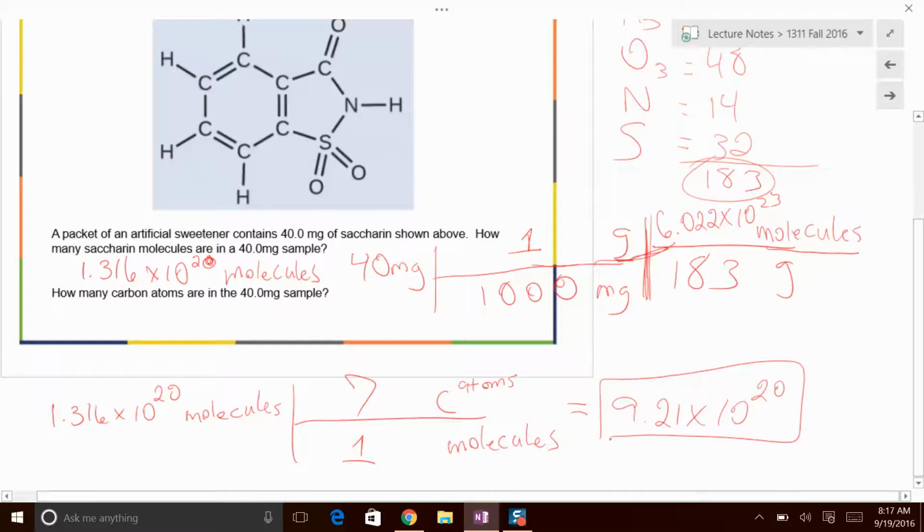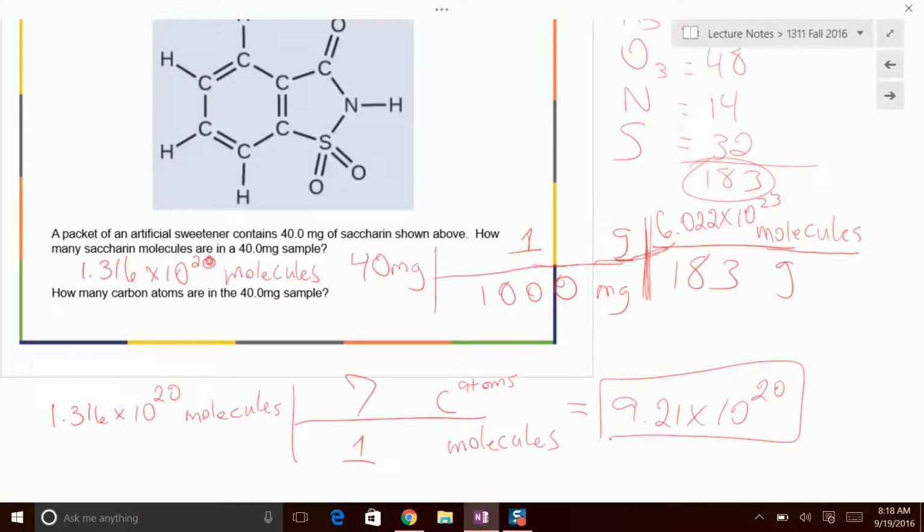There's 7 carbon atoms in every one of those molecules. Exactly. So this is one of them, and there's 7 carbons in it, right? So if I want to know the total number of carbon atoms in 40 milligrams, I figure out the molecules in those milligrams, and then I can set up this ratio. There's 7 carbons for every one of those molecules, and I've created this conversion factor to allow me to determine the number of carbon atoms in that 40 milligram sample.